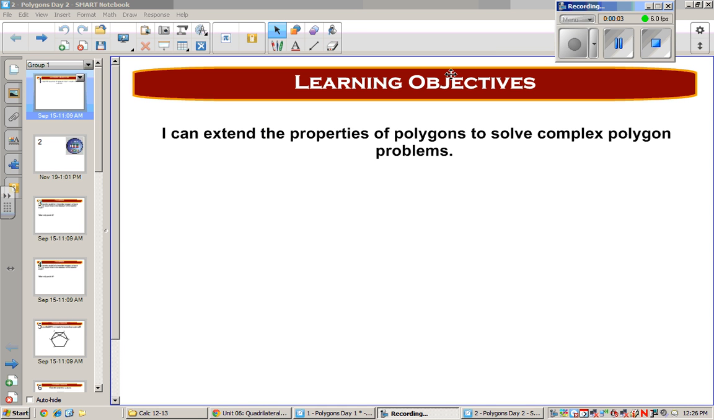Hello, today we're going to learn more about polygons. And the learning objective today is to say I can extend the properties of polygons to solve complex polygon problems.